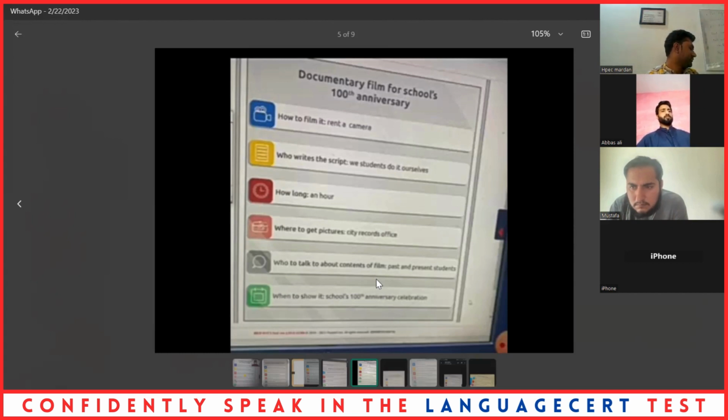When to show it? On Saturday night. When to show it? We should show it at the school's 100th anniversary celebration because every individual will be there and they will enjoy it to the fullest.